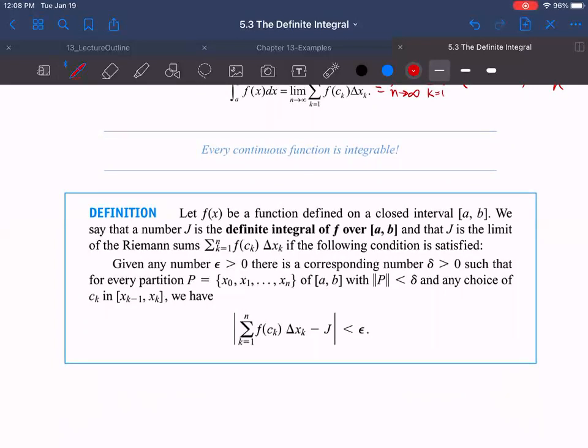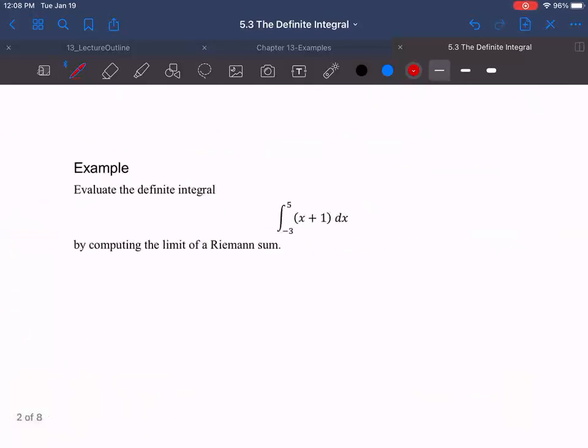All right, let's take a look at an example. Any questions so far?